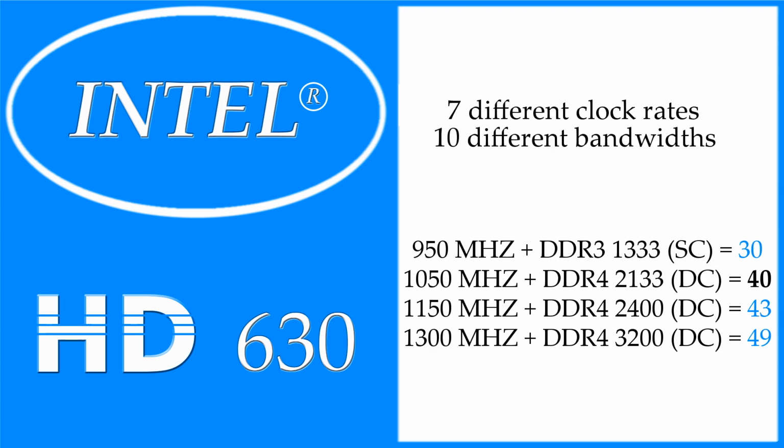Underneath there is a standard maximum Kaby Lake HD630 system with 1150 MHz and 2400 MHz RAM that gains 3 FPS, but mostly from the higher clock rate of the iGPU. A system overclocked at 1300 MHz with 3200 MHz OC memory would be able to increase the FPS by 9 compared to my test system.